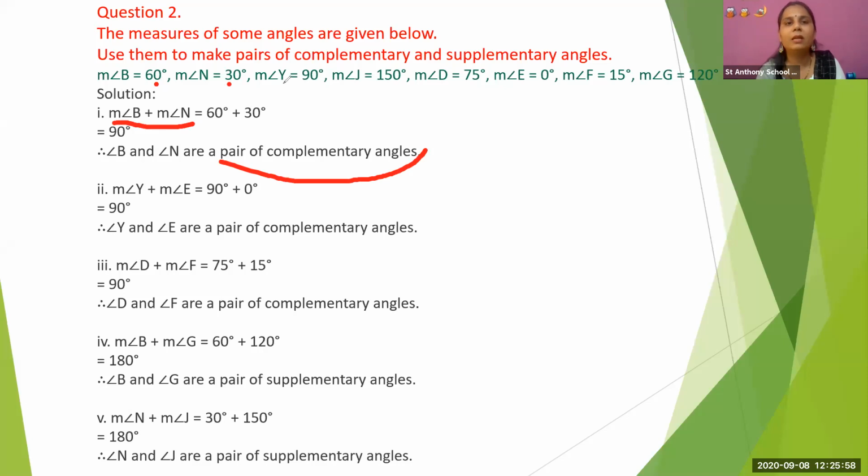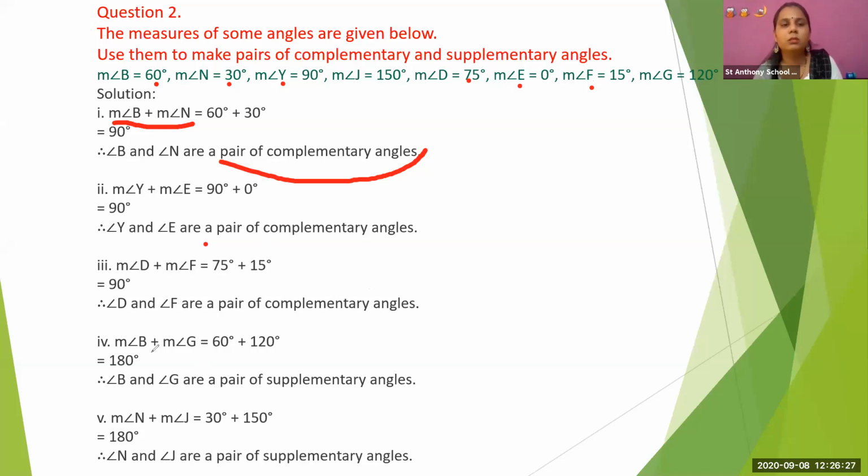Okay. Now angle Y is 90 degree and angle E is 0 degree. So 90 plus 0 equal to 90. So angle Y and angle E are a pair of complementary angles. Okay. Now one of the angles, angle D, is 75 degree. Now which one is 15? Angle F is 15. So 75 plus 15 is equal to 90 degrees. So angle D and angle F are a pair of complementary angles.